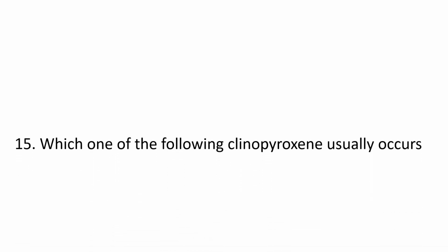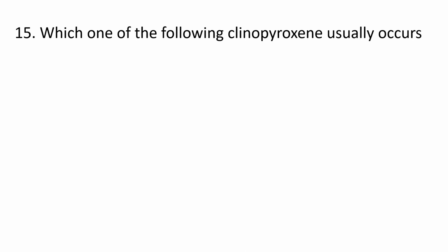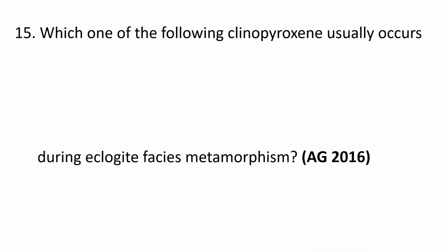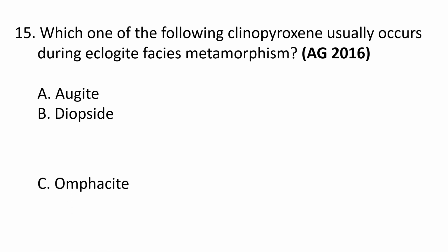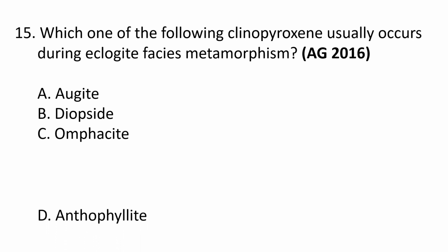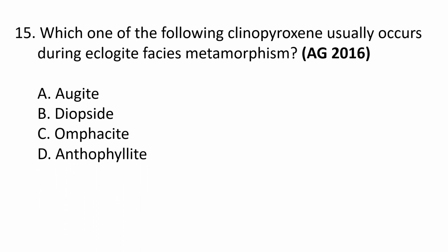15th question. Which one of the following clinopyroxenes usually occurs during eclogite phases of metamorphism? Choices are A. Agate, B. Diopside, C. Omphacite, D. Anthophyllite. So the correct answer is C. Omphacite. It's a clinopyroxene and it occurs during eclogite phases of metamorphism.